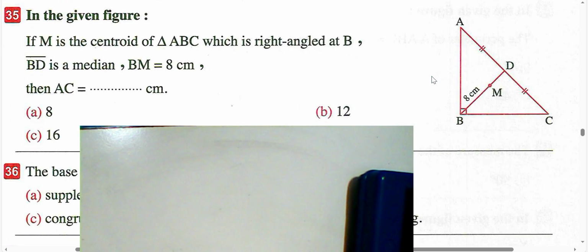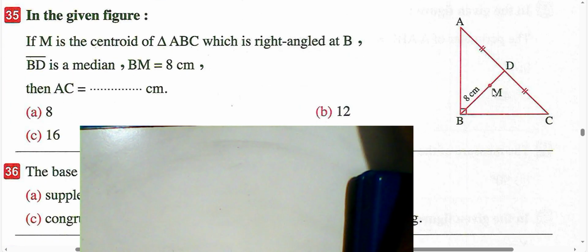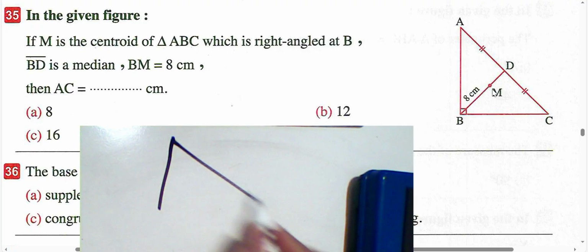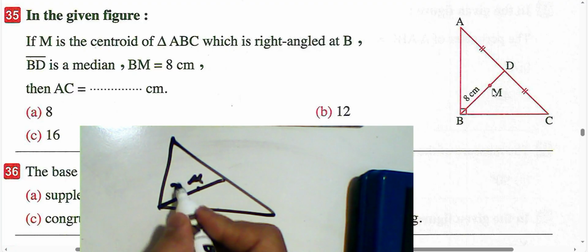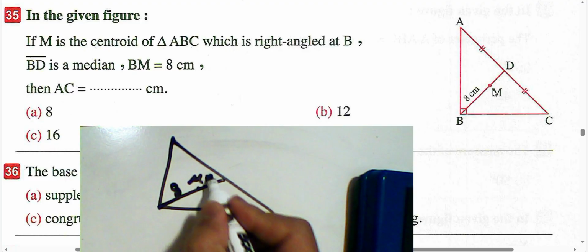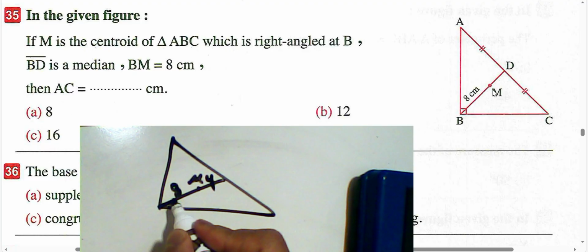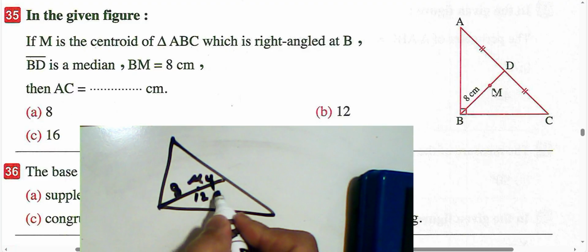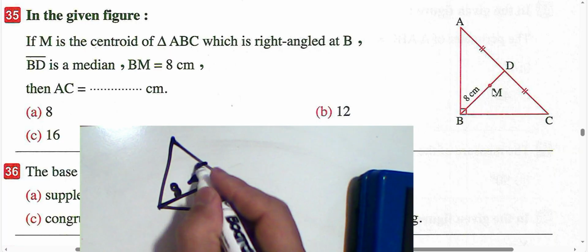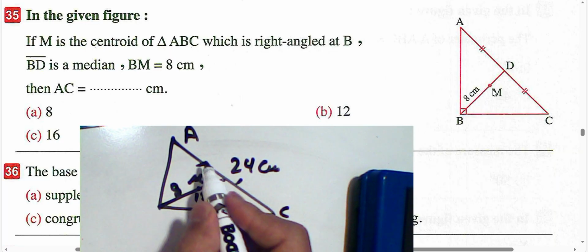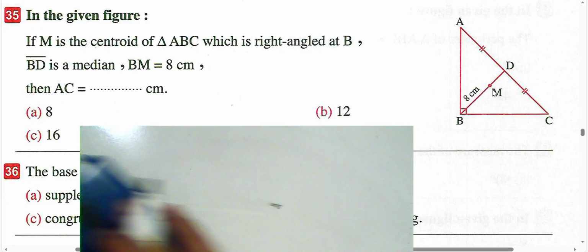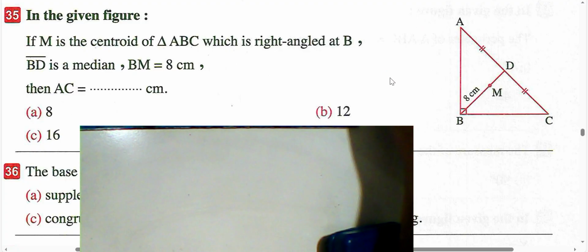Number 35. It's a given figure. Centroid in the triangle. We have a right angle triangle and the median. Point M is the centroid. We have here 8 centimeters. This line segment will be 4 centimeters. Then the median will be 12 centimeters. 12 is half of 24. Then EC will be 24 centimeters. Next question.